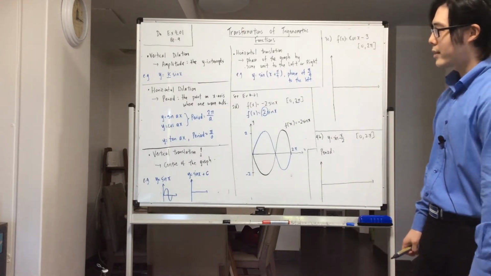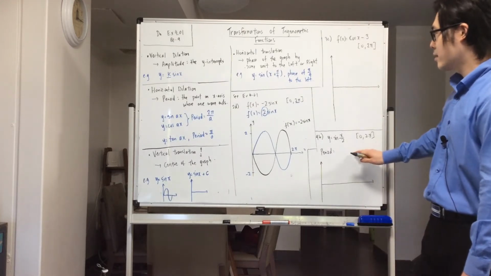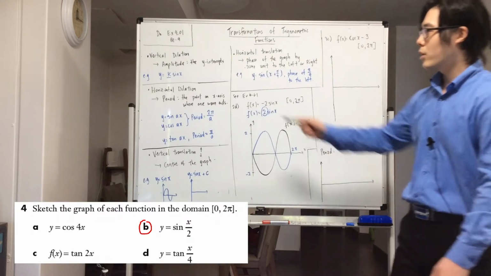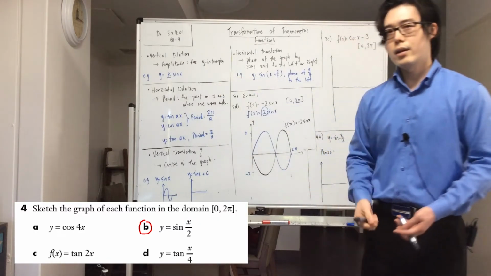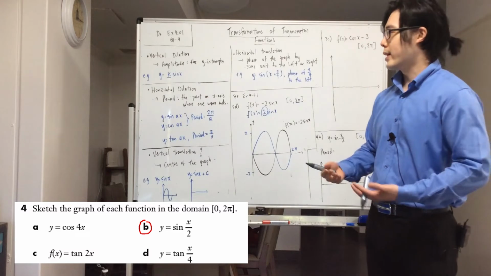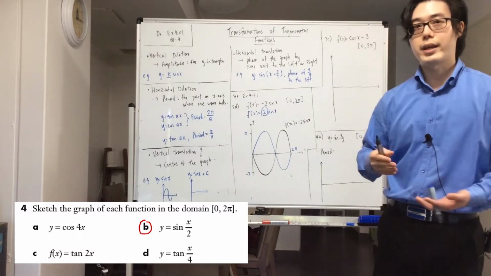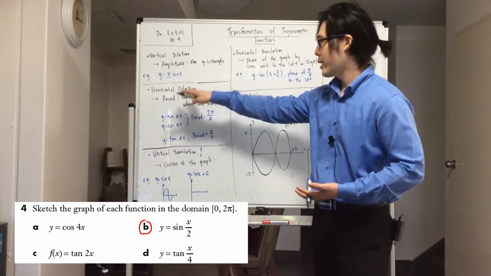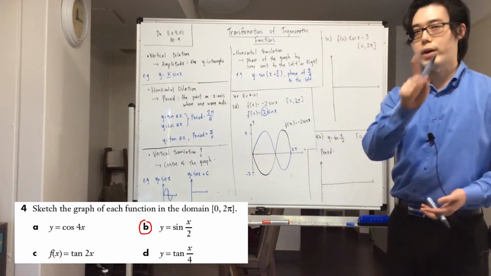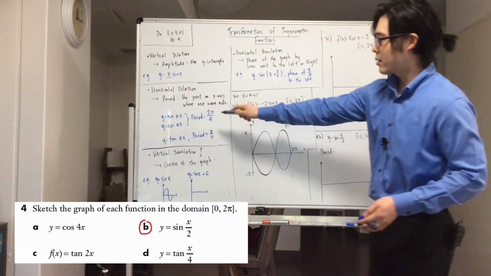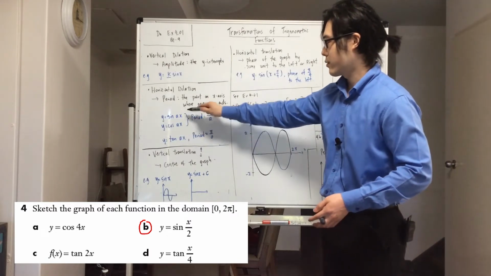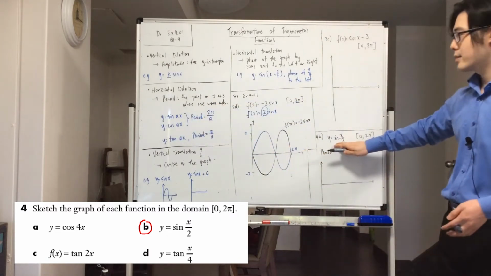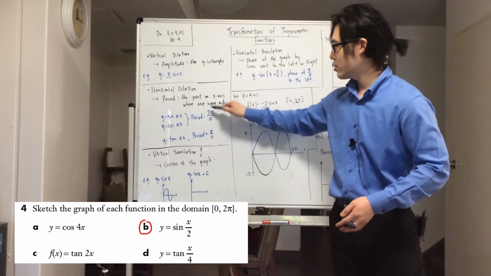Now, for horizontal dilation, I will illustrate that using this example here. So remember, horizontal dilation is, once again, it makes the graph thinner or wider, but it really depends on the x values. So horizontal dilation in trigonometric graph is a period, and that's the point on the x-axis where one wave ends. And it's got different periods for different trigonometric functions. So in our question, it's sine. So let's use that formula there.